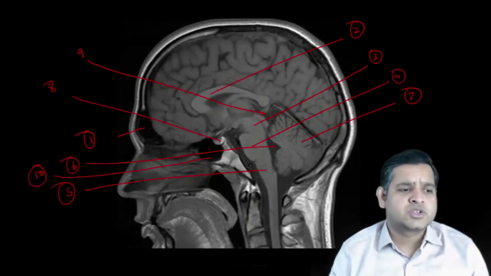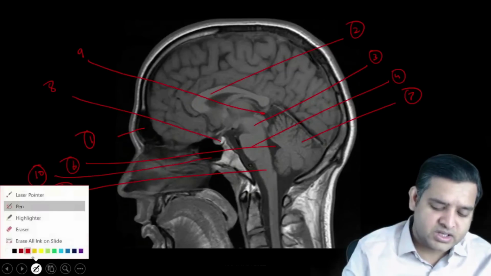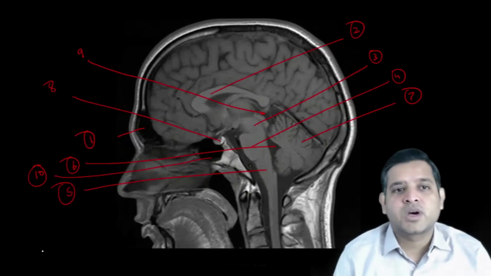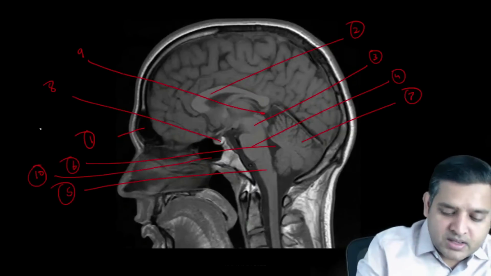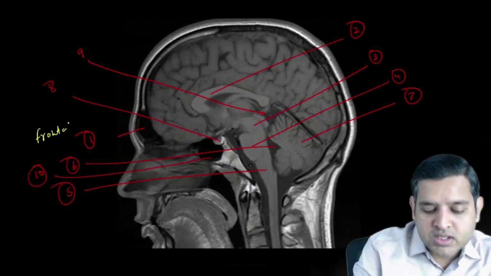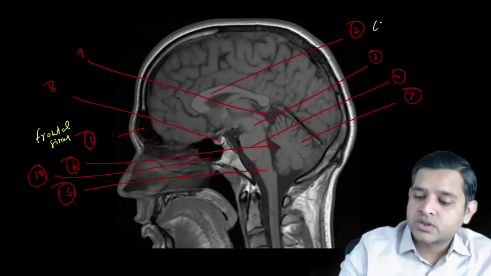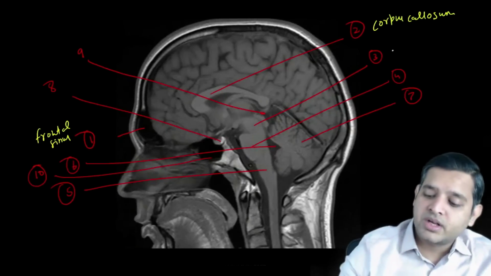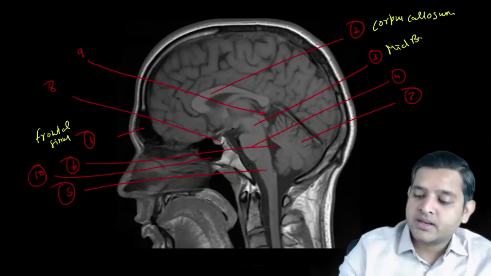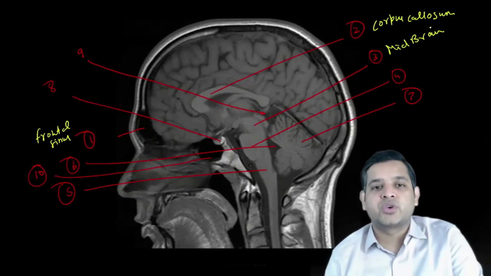Okay, I think it should be clearly seen. I think I can see it very, very clearly. Just increase the brightness of your screen if you can't see it, but I'll still use another pen. Okay, so number 1 is frontal sinus. Number 2 is corpus callosum. Number 3 is midbrain. And just tally which all you did right and which all you did wrong.